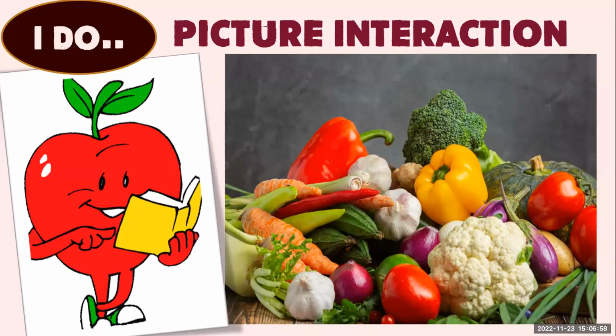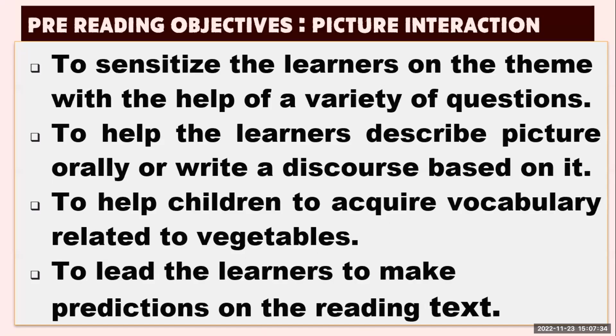And in this I do, the first one is picture interaction. You can find some lovely pictures there. What we have to do is try to collect as many pictures as possible, or even a video or some small story, or you can give some audio like a story also. So this is the first thing we have to do. Now we are going to take a picture and see what we are doing in this. And the first one, this is I do, in the first period.